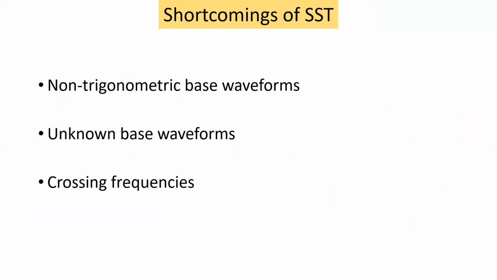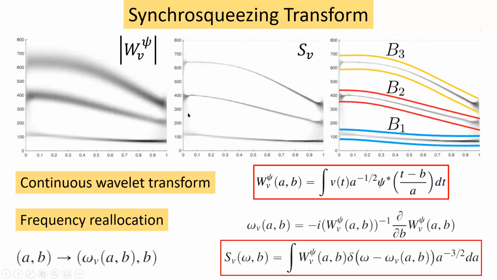Some shortcomings of SST is that it's unclear how to address non-trigonometric based waveform signals. Also, what do you do when you don't even know the waveform, and also when frequencies cross? So hypothetically, if you had another mode with frequency going along here and it intersects with, you have two modes with intersecting frequencies, that's what we mean. So synchrosqueezing is unable to accurately separate those two modes.